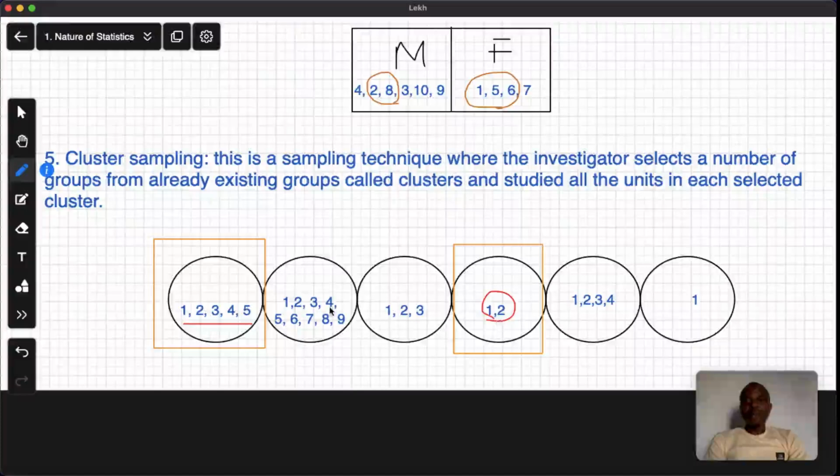If I select a cluster and it has just 1 unit, I will also study that 1 unit. In this case, our sampling involves all the units in the selected clusters. This is cluster 1, cluster 2, cluster 3, cluster 4, cluster 5, cluster 6. I'm only going to be using all the units in cluster 1 as well as all the units in cluster 4.